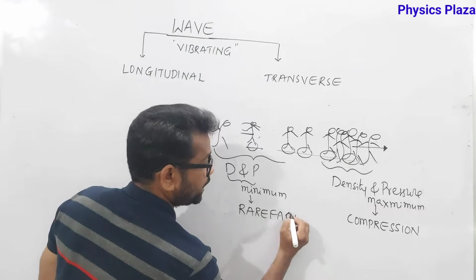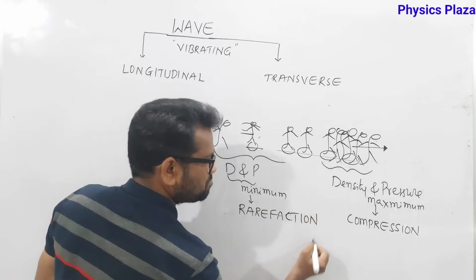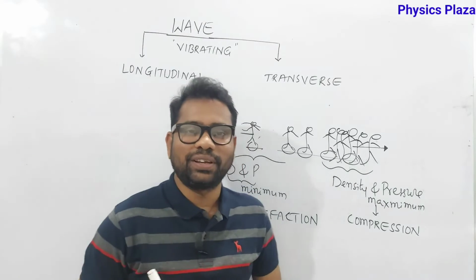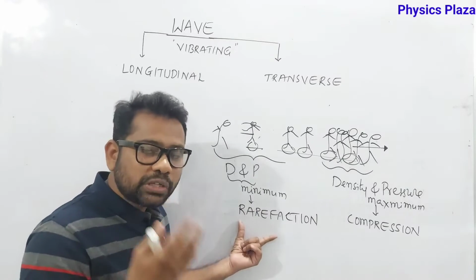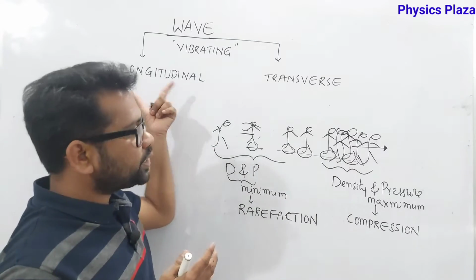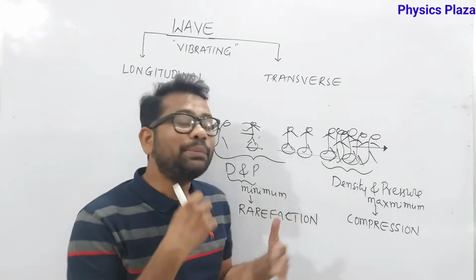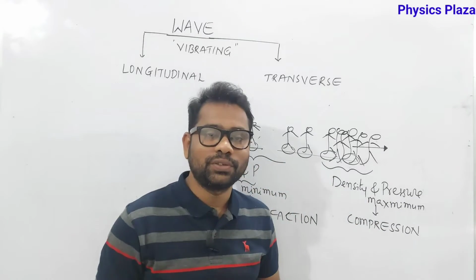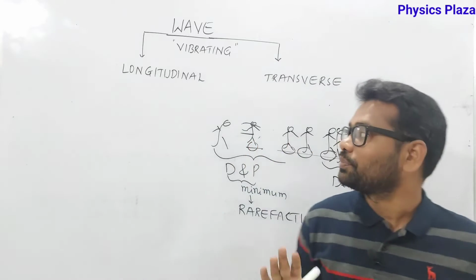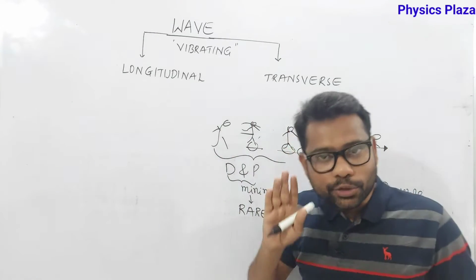Children, it is not a fraction. Fraction is different. Now it's a rarefaction. So, which means what, dear children, during the propagation of a longitudinal wave, compressions and rarefactions are formed simultaneously. So, it's very, very important. So, what is a longitudinal wave?